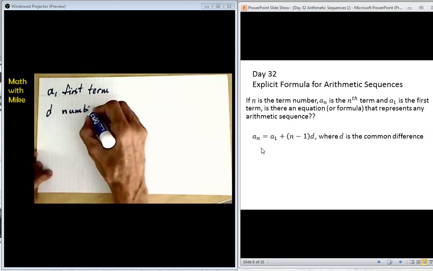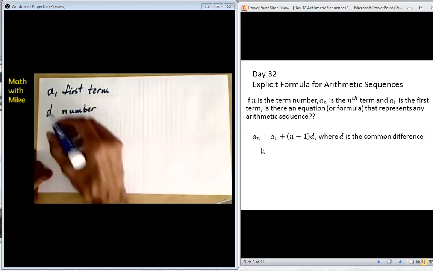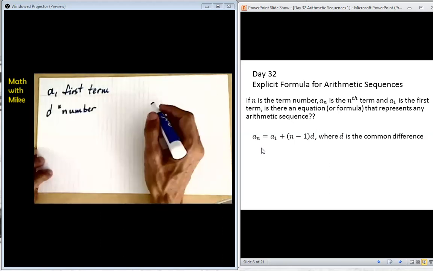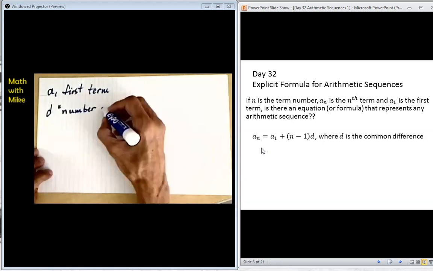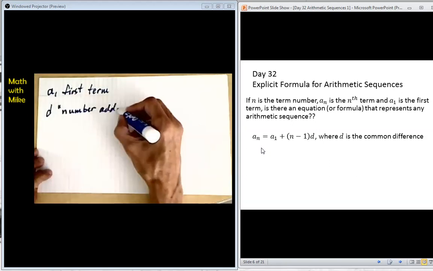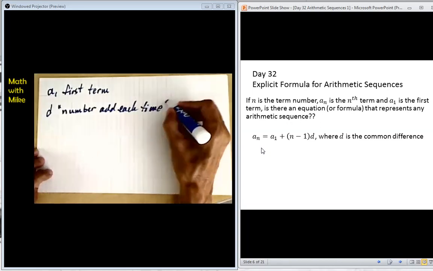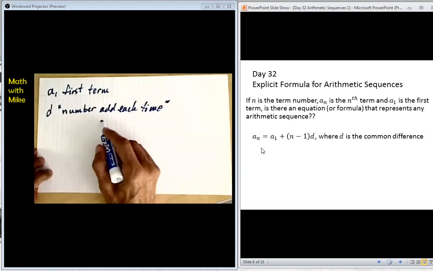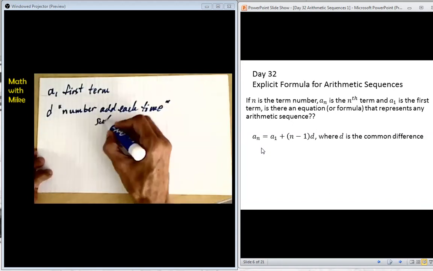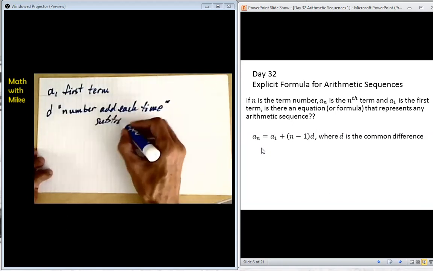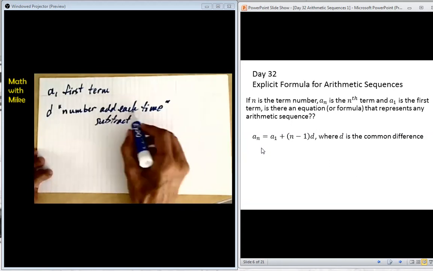Not bad. Couple of good answers. Number add each time. Okay, not bad. How about subtract, right? Yeah. Maybe subtract. Add and subtract are kind of the same. Yeah, importantly, each time though, right?